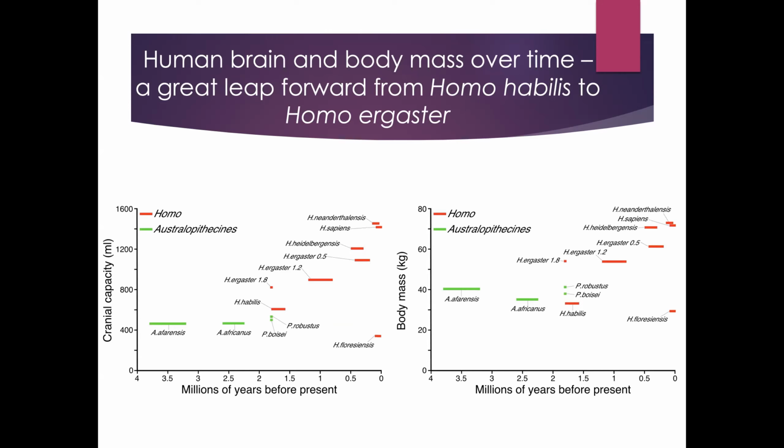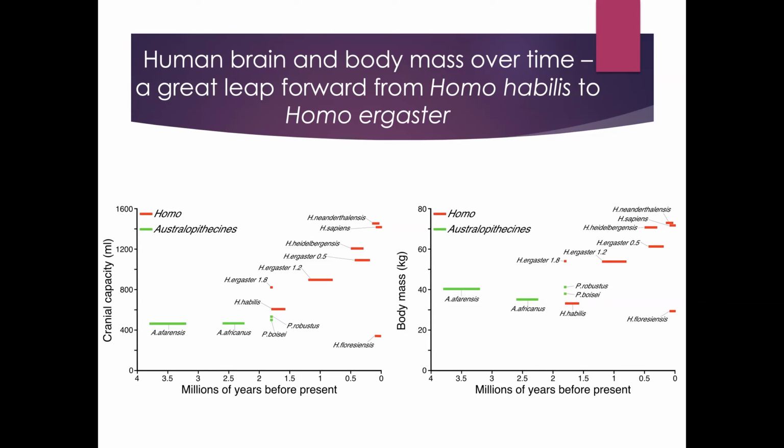So when is this happening? What do we see over time? On these graphs at the bottom, we have millions of years before present, cranial capacity for the left-hand graph, and body mass for the right-hand graph. I've distinguished the Homo lineage from the Australopithecines. And what we see for several million years in the hominid lineage is that cranial capacity and body mass in the Australopithecines stayed pretty much the same, very close to what we see in the extant great apes.